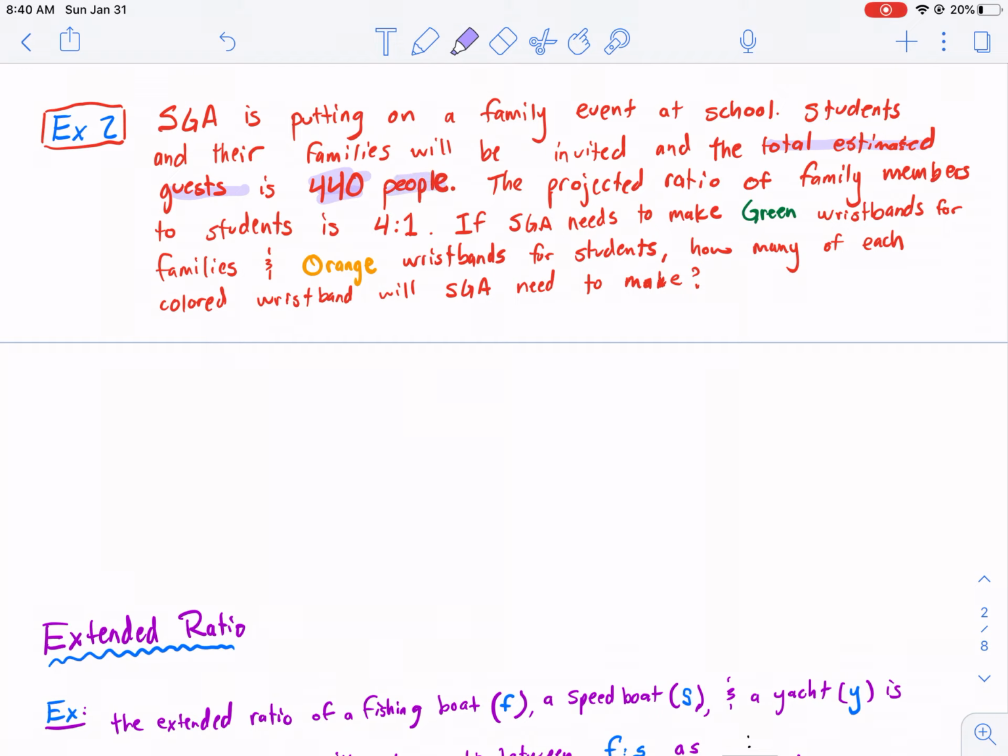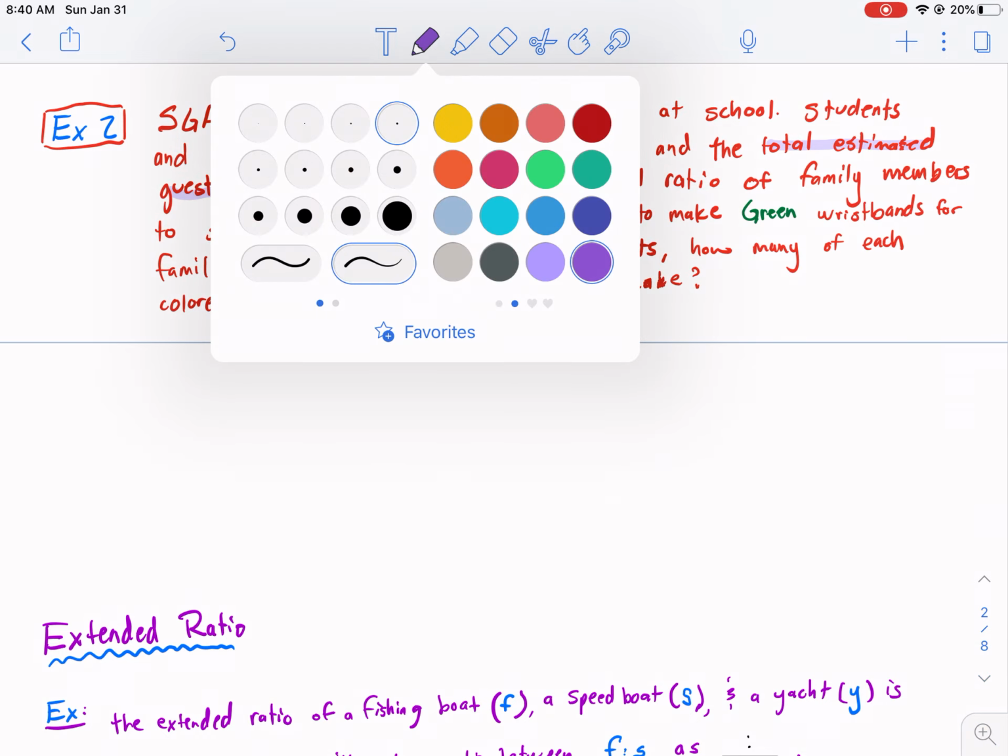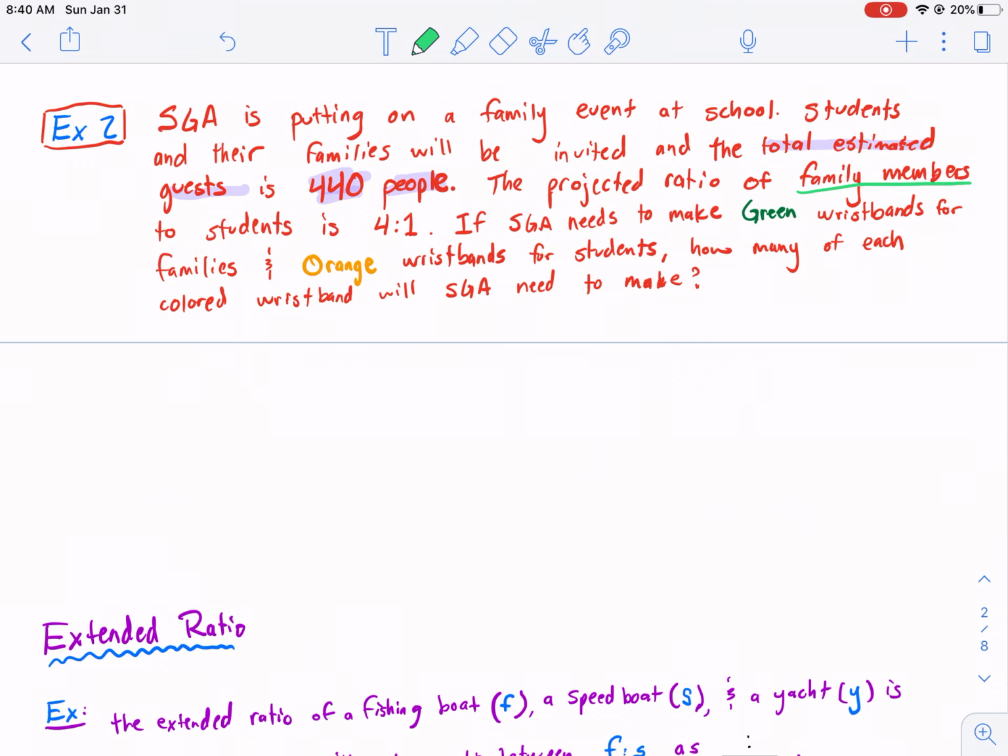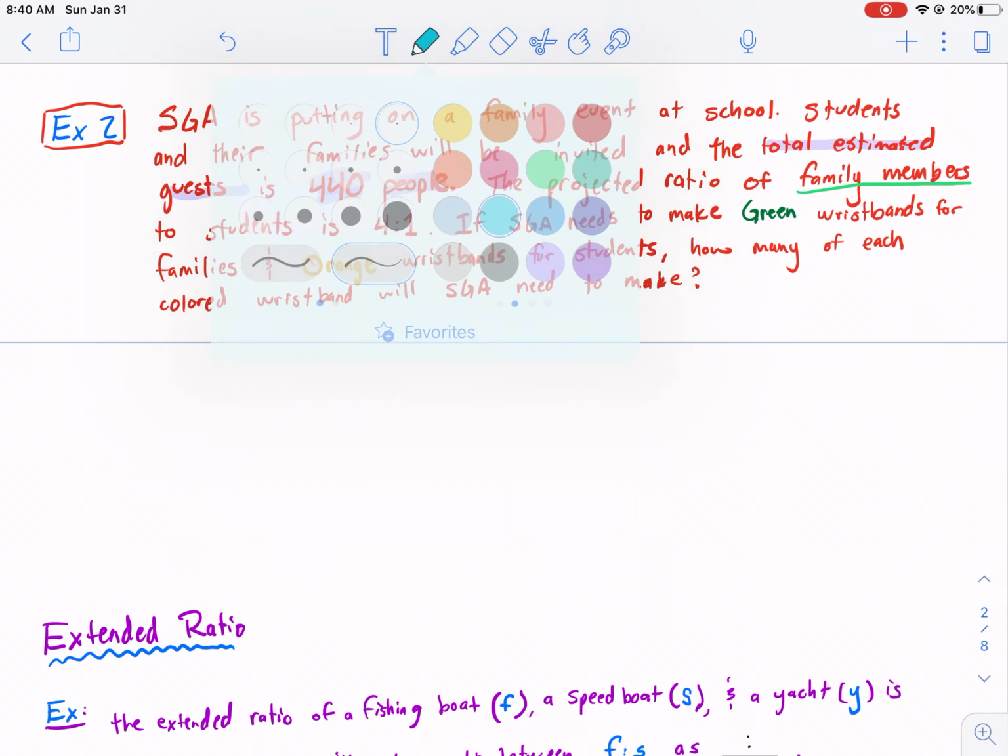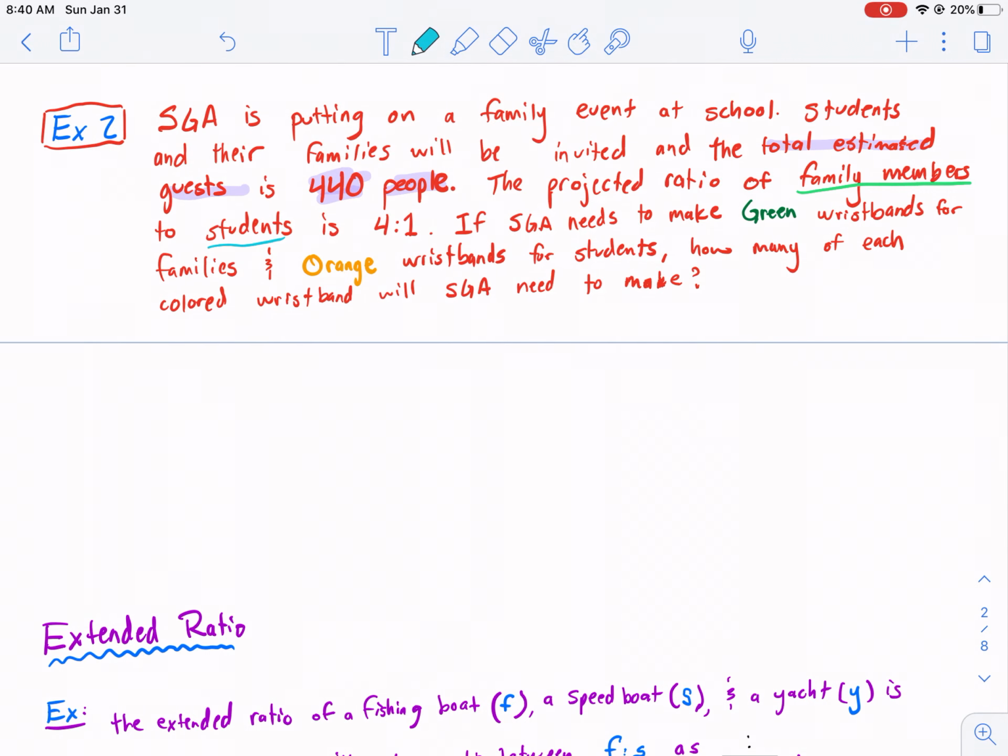The projected ratio of family members to students, okay, so now we have a different ratio here, is 4 to 1, okay, so 1 is the student and family members is the 4. If SGA needs to make green wristbands for family members, and orange wristbands for students, how many of each colored wristband will SGA need to make?